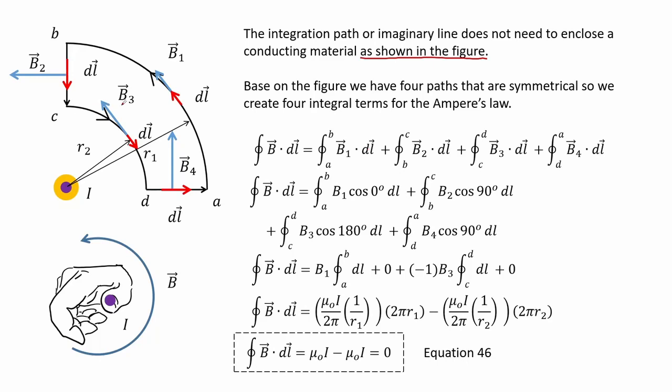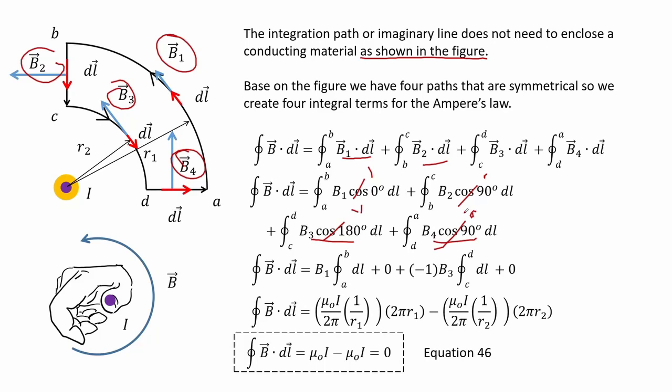The first term is the outer curve where the magnetic field and the segment dl are in parallel directions, so it does not cancel out. The second term is the vertical line, and the angle between the magnetic field and the segment dl is 90 degrees, so it gives 0. The third term is for the inner curve with radius r2, and the magnetic field and the segment dl are anti-parallel, so it gives a negative value. And finally, the fourth term is the horizontal line, and the angle between the magnetic field and the line segment is 90 degrees, so it gives 0.